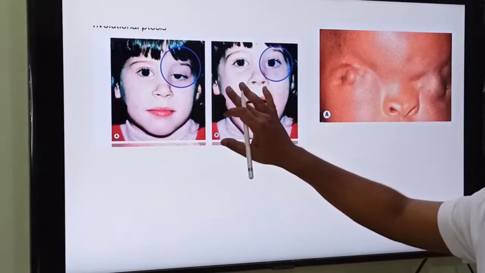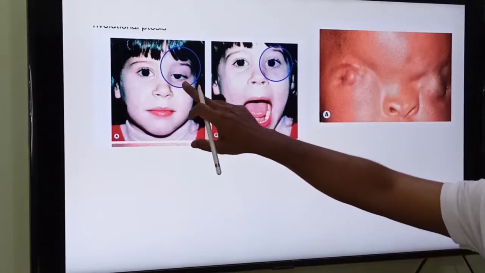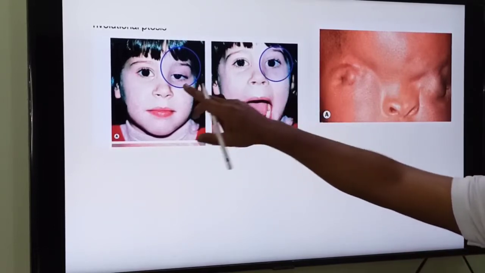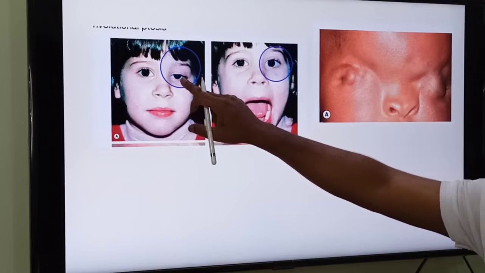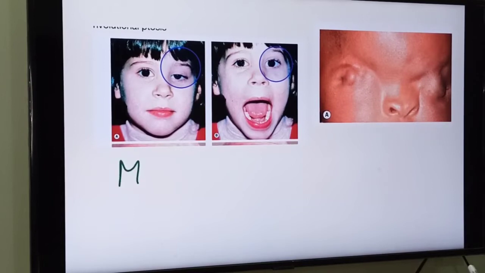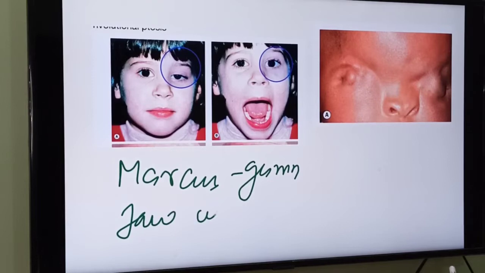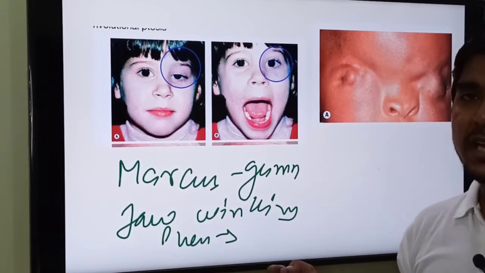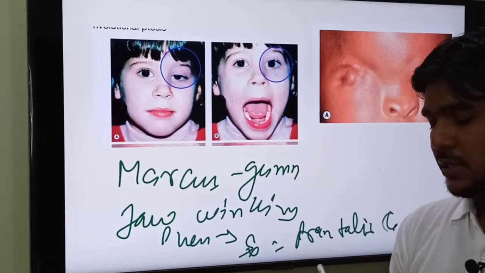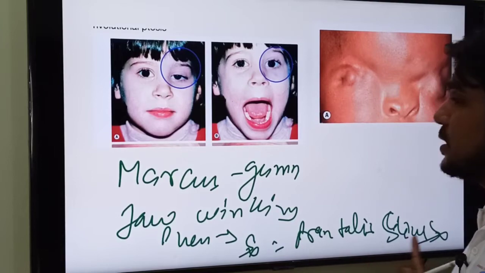And what is this phenomenon called? The patient normally has a ptosis here, but on opening the mouth there is a retraction. Patient has ptosis in the left eye, but on opening the mouth there is a retraction. What is this phenomenon called? This phenomenon is called Marcus Gunn jaw-winking phenomenon. What do you do? Tarsal frontalis sling operation. Surgery is frontalis sling surgery.